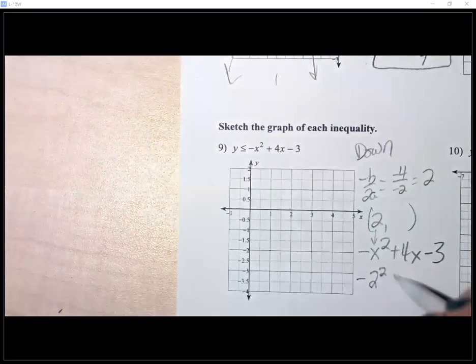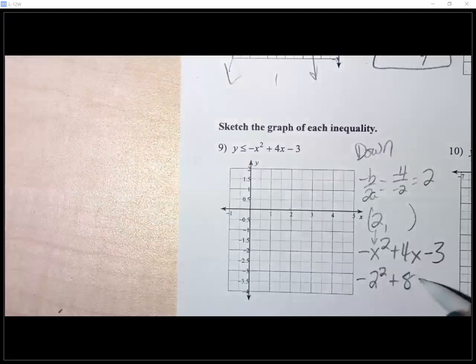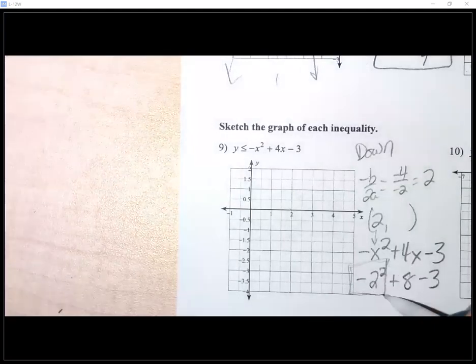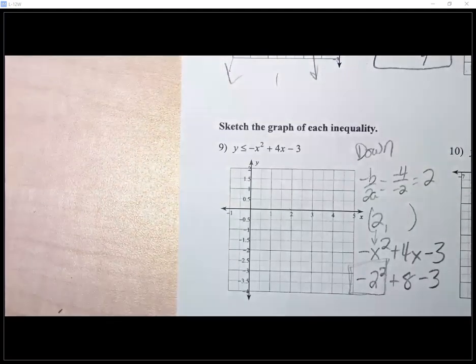4 times 2 is obviously 8 - 3. This chunk right here that I just put this box around, what does that equal? What is this? It's -4. What? But I thought -2 squared was +4. Right, -2 squared is, but that's not what this says.